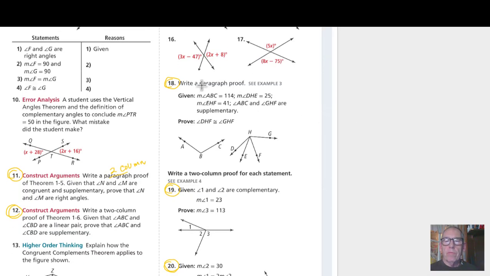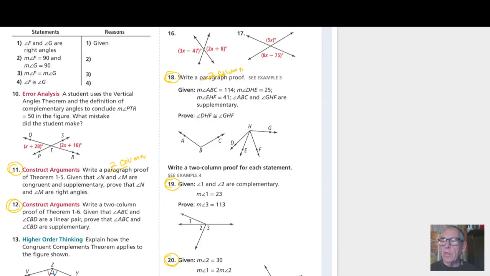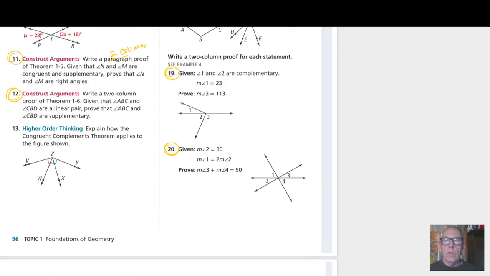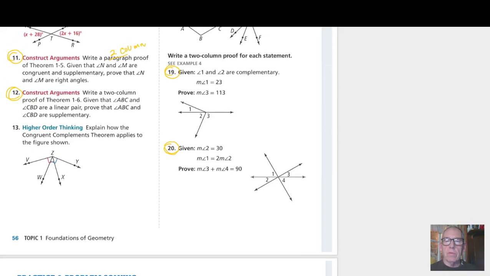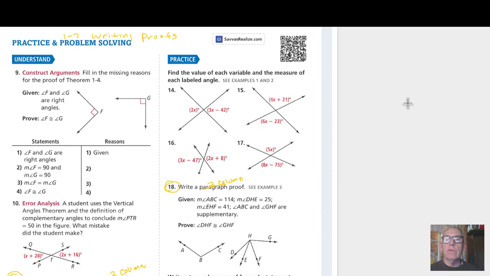They want a paragraph proof. We're going to do a two-column proof. And then after we do the two-column proof, if you could try to put it into paragraph form, you would have the paragraph proof. So we get given information and what we need to prove. We're also going to do number 19, complementary angles. What one measure is, and another one where it looks like we've got some complementary angles and maybe vertical angles involved. So we're going to go through these proofs.